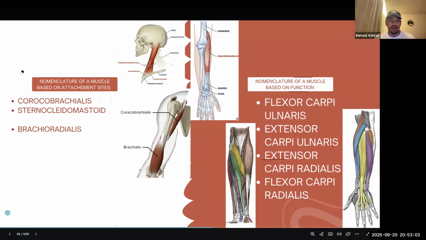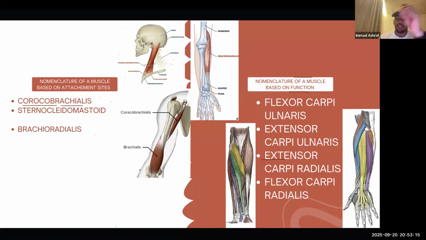So, based on attachment site. If a muscle attaches on the coracoid process and the brachialis, it's called the coracobrachialis, which is this muscle. You have a coracoid process on your scapula. So it originates from there and it goes to your brachialis. So it's called the coracobrachialis. You have a brachioradialis, which inserts to the radius and comes from the brachial part. So it's called brachioradialis. And it's this muscle right here. You can see it's going to the radius and coming from the brachial part.